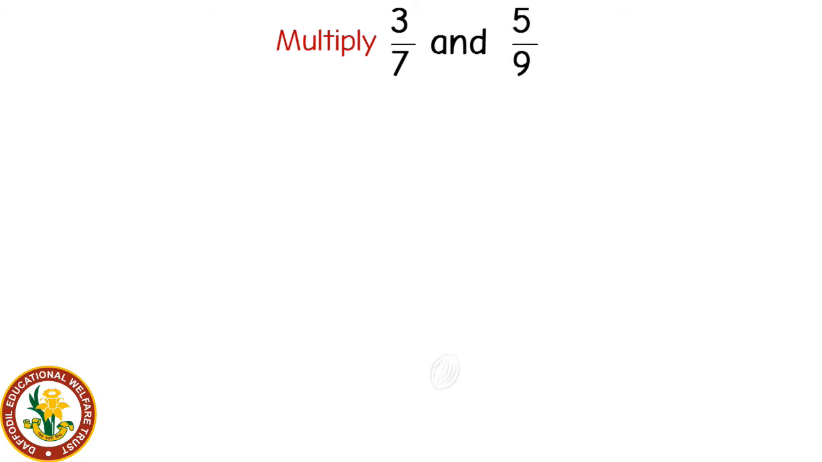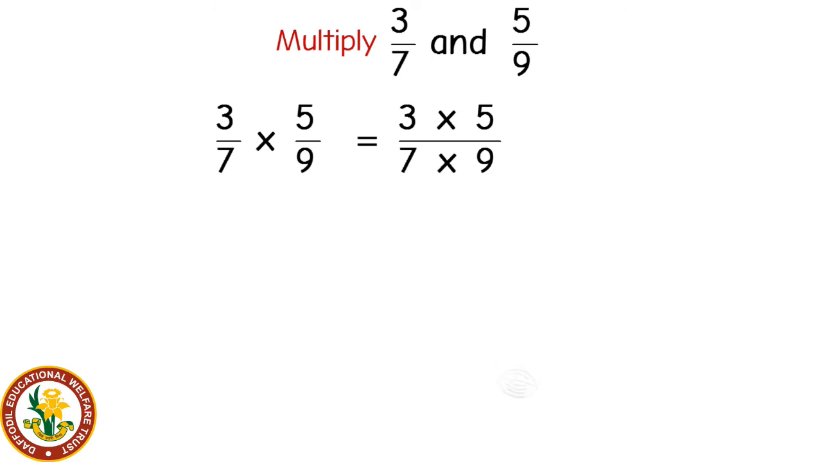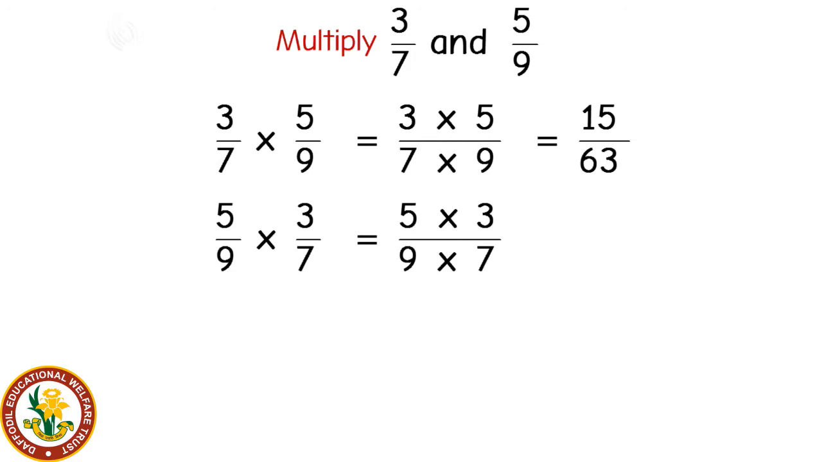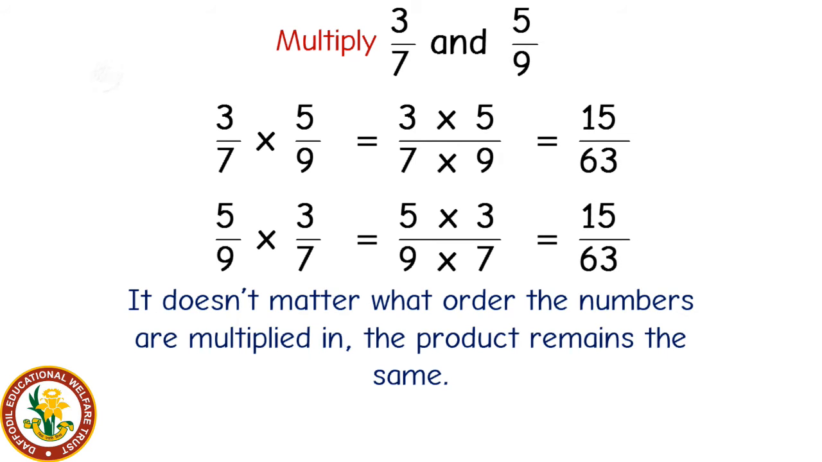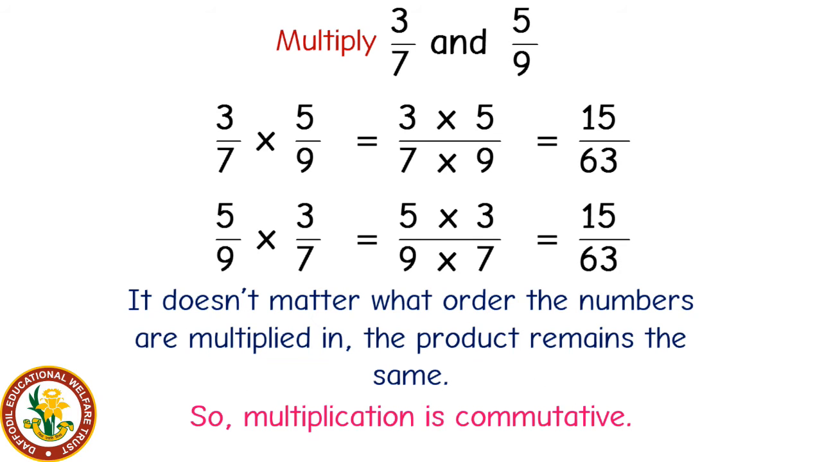Now let's multiply 3 upon 7 and 5 upon 9. 3 upon 7 multiplied by 5 upon 9 is equal to 3 multiplied by 5 upon 7 multiplied by 9, which is equal to 15 upon 63. Whereas 5 upon 9 multiplied by 3 upon 7 is equal to 5 multiplied by 3 upon 9 multiplied by 7, which is also equal to 15 upon 63. It doesn't matter what order the numbers are multiplied in, the product remains the same. So, multiplication is commutative.